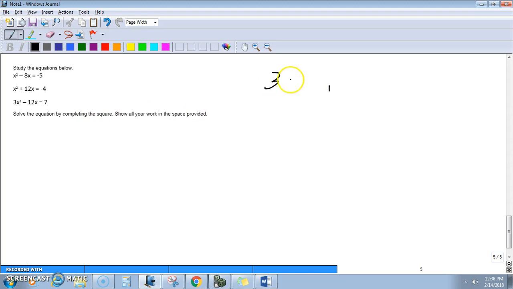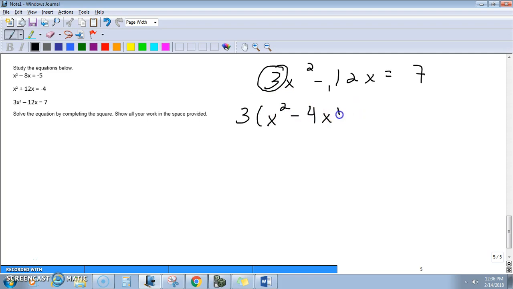I have 3x squared minus 12x. Oh, this is a little bit more complicated. Let's do this first. Equals 7. If the number in front of x squared, it will not be like this on the test, but if it is, I have to factor it out first. So 3 can go into 3 and 3 can go into 12. So I'm going to do 3, and this is going to become x squared minus 4x plus, I'm going to leave a blank space, equals 7.